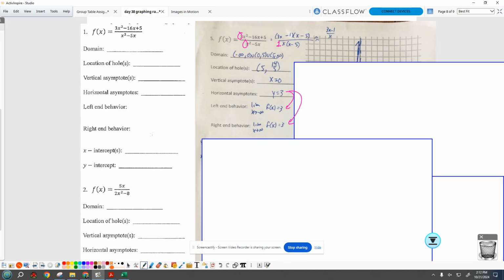Slant asymptotes. Gordon, do we have any slant asymptotes here? No. If you have a horizontal asymptote, you do not have a slant.